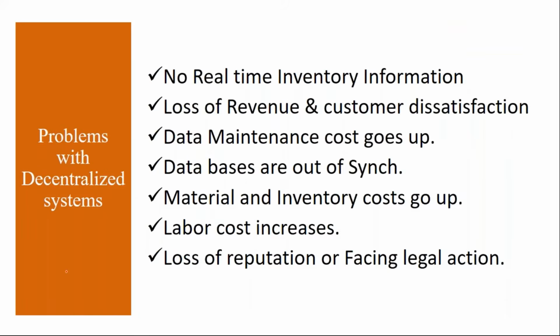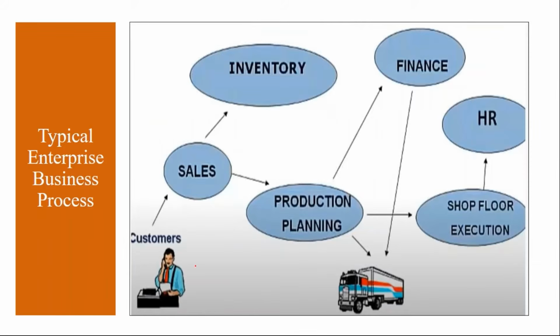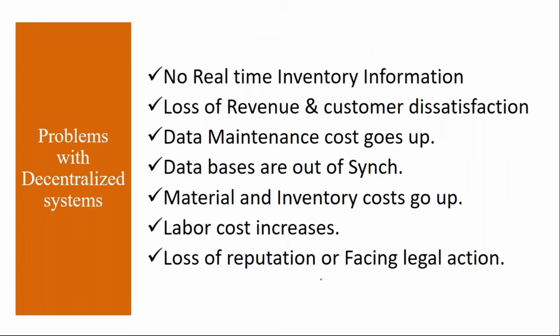Due to this, your data maintenance cost goes up. Okay, now assume your production planning department system shows the raw material inventory as out of stock, but it is available in the inventory department. So as the raw material stock is not available in their system, they will go and purchase from the vendors, suppliers. So this will result in material and inventory costs going up.